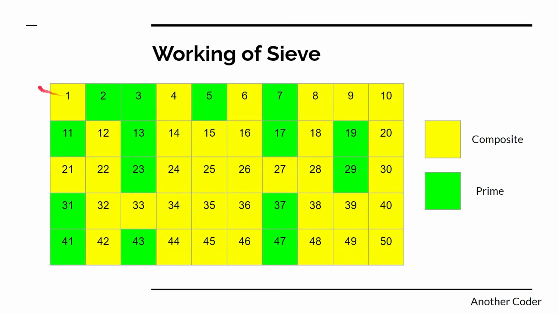So we have marked all the numbers in the range 1 to 50 as either prime or composite, right? There's one pattern that you must have observed till now: when we start marking, we start from n square. For example, if I was marking the multiples of 7, I'll start from 7 square, which is 49.